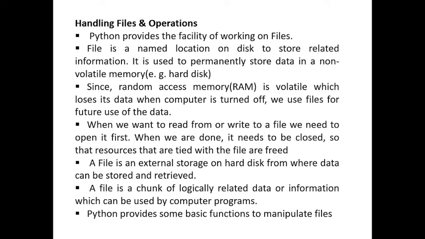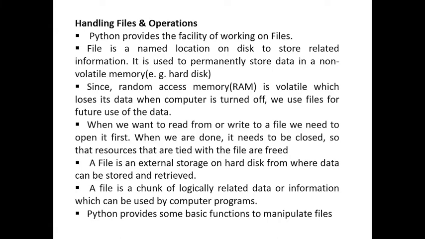Since random access memory is volatile, which loses its data when the computer is turned off, we use files for future use of the data. So for future use of the data, the files will be handled. When we want to read from or write to a file, we need to open it first. When we are done, it needs to be closed.